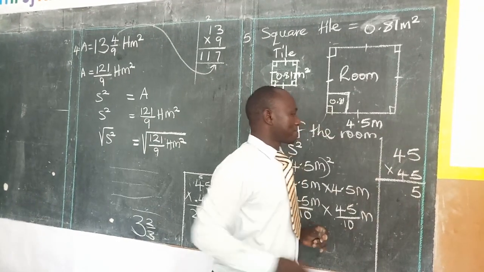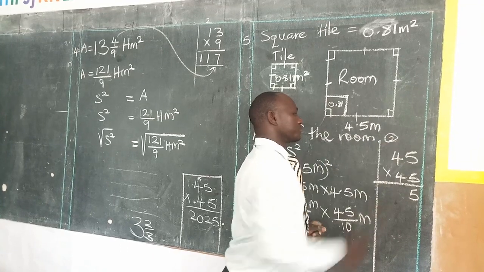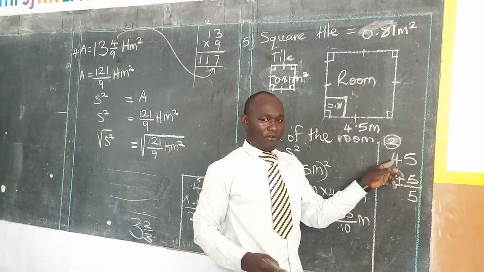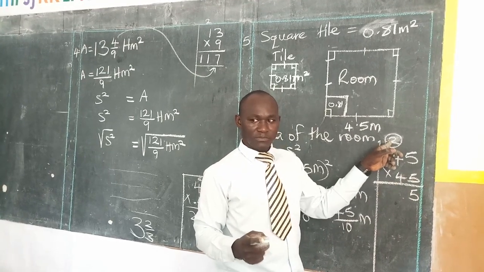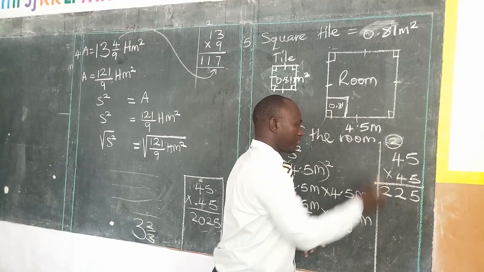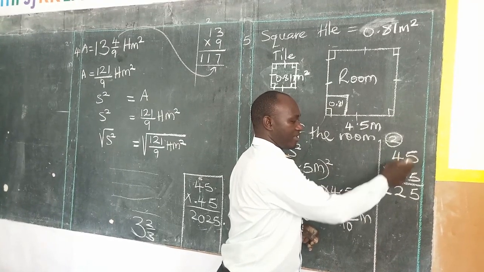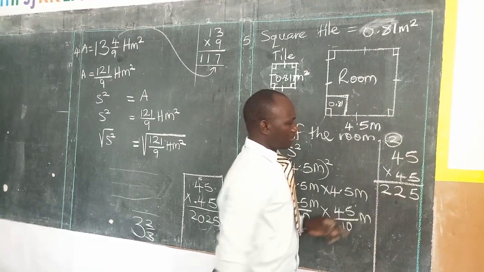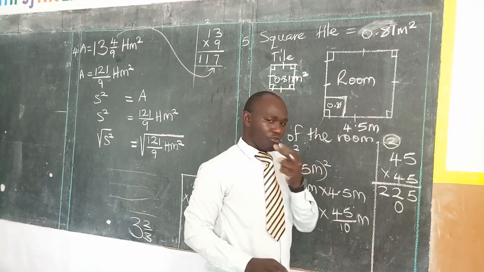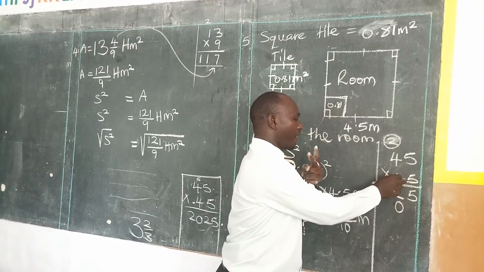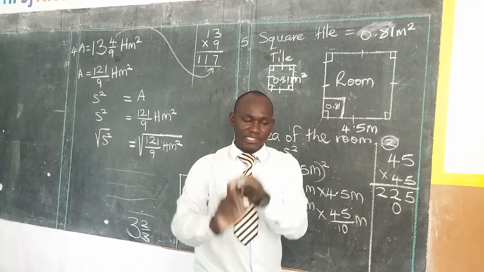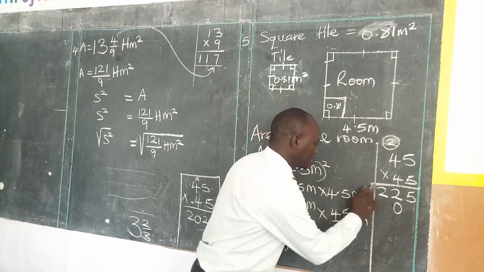Right here, 5. We are regrouping 2. Then 5 times 4 is 20 plus 2 to make 22. I have 22 here since there's no number to be written ahead. Then 4 times 5 is 20. I'll write 0 and regroup 2. Then 4 times 4 is 16, 17, 18 when the 2 is added. So I have 18. Wow.